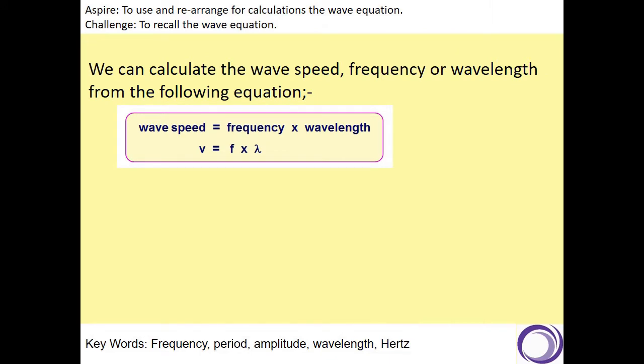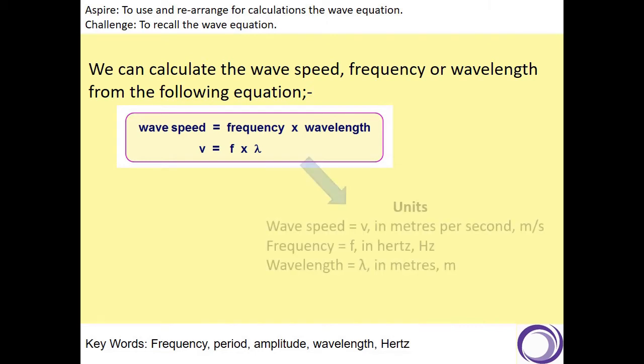So there we are. We can calculate the wave speed, frequency or wavelength from the following equation. So I'll just say again, you need to know and recall that equation. So speed equals frequency times wavelength, and we use v for the speed because we also use it for velocity. So v equals f times lambda. That's the Greek letter lambda. It looks a bit like a Y that's fallen upside down.